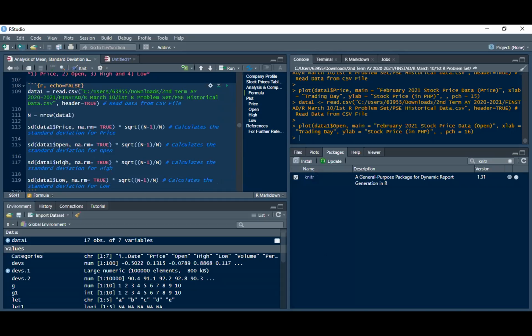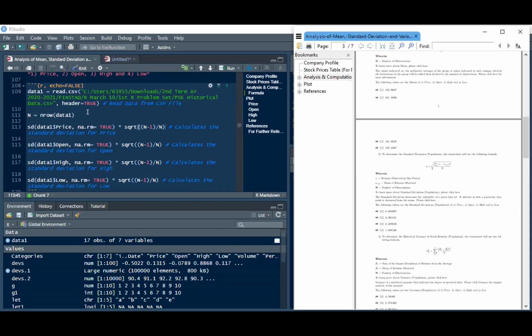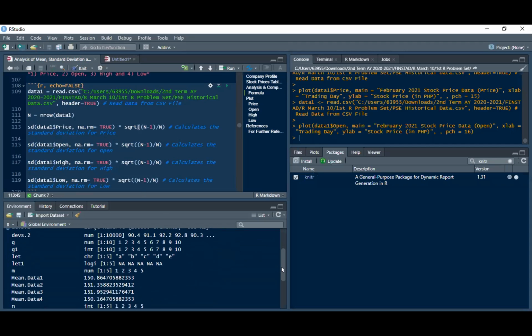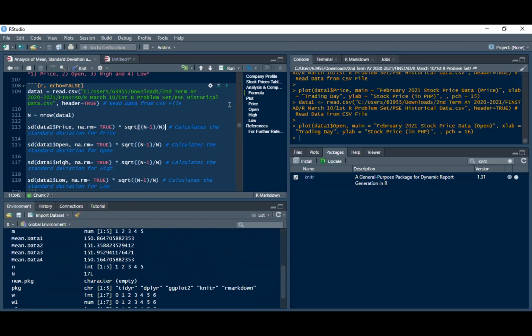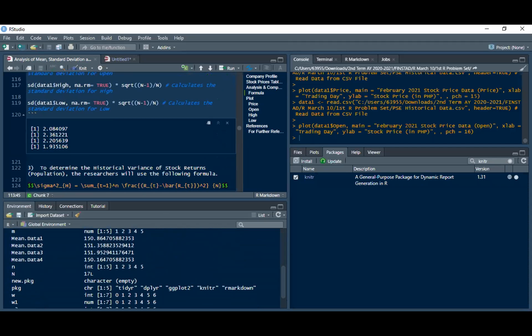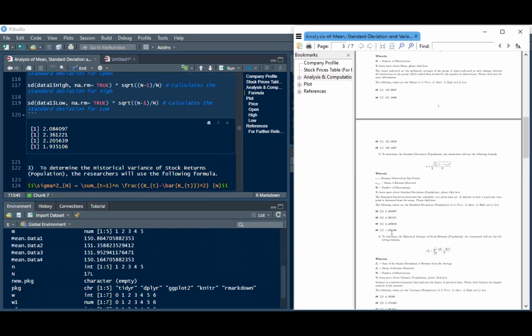Hinahanap natin here is population. So ito yung formula na ginamit. Kung kina-question nyo bakit may n rows parenthesis data 1, kinakount lang niya kung ilang variables ang meron. So kung na-generate na natin siya, n is 17. So may 17 na variables present. So kung generate natin yan, ito ang lalabas, yung 2.08, 2.36.